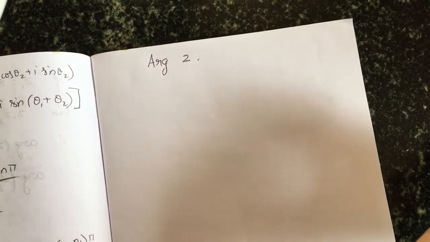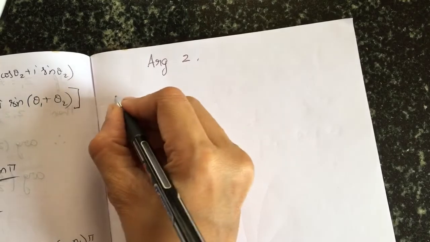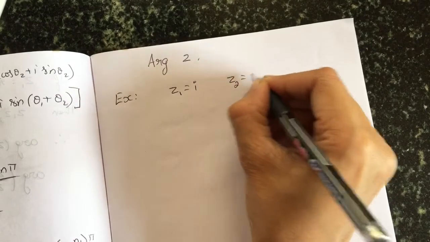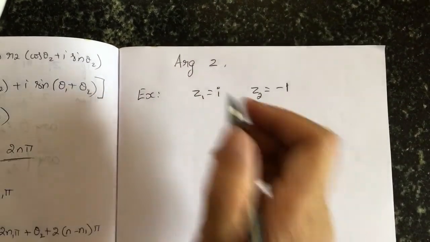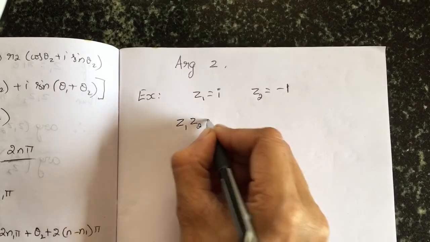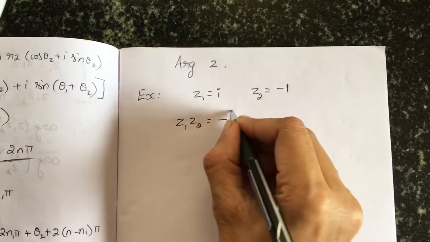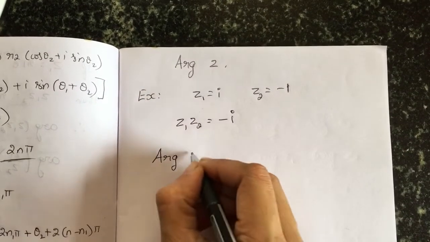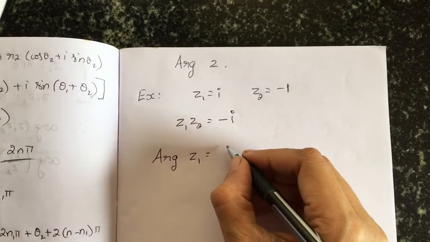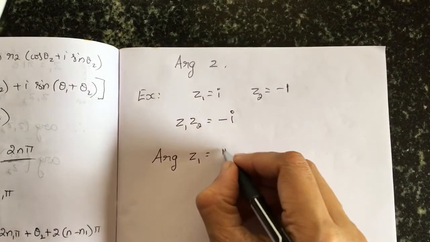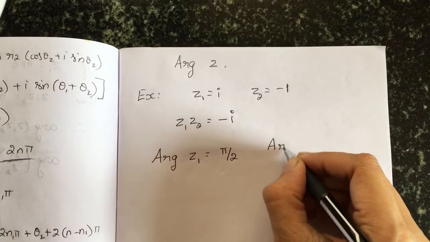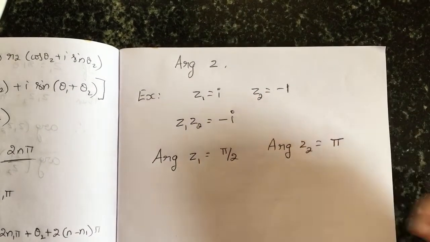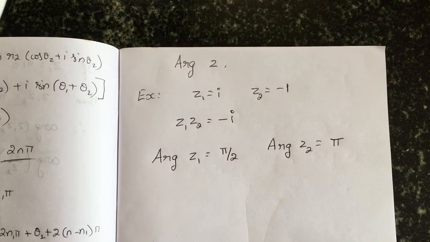Okay, say for example, if I have z1 as i and z2 as minus 1. Okay, now what is z1 z2? It's minus i. Now let us take argument of z1, that is pi by 2. And similarly argument of z2, that's minus 1, so it's a negative real number, so our principal value is pi.